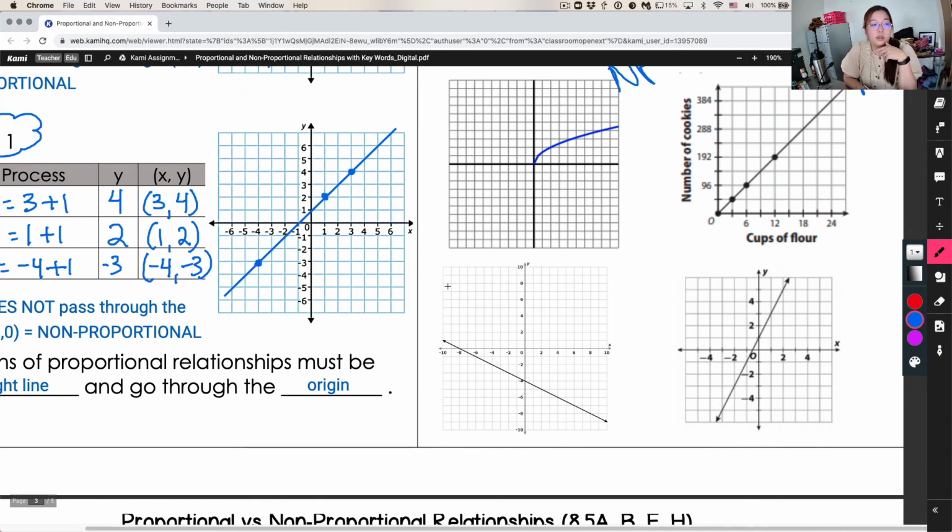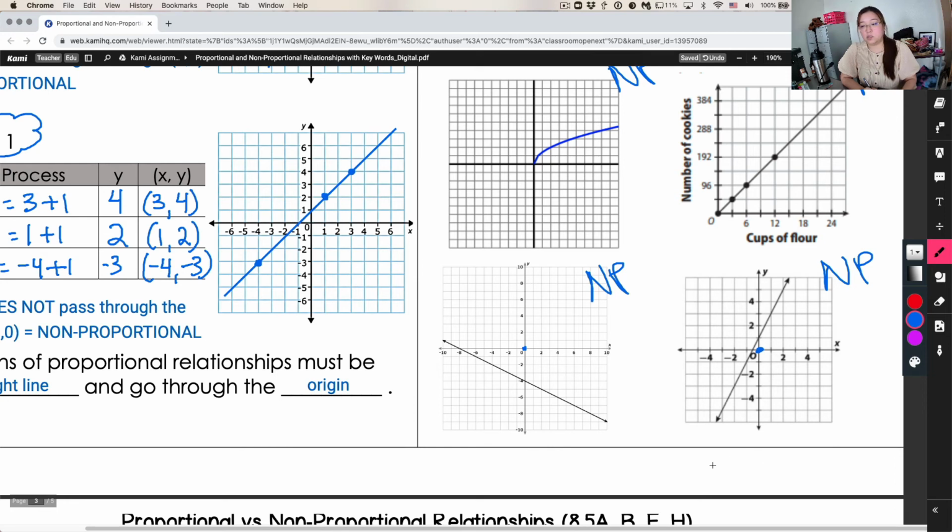Okay, let's go here. This one, is it a straight line? Yes. Does it pass through the origin? No. Here's the origin. This is all the way, it goes down here. This is non-proportional. Last but not least, we have this here. Is it a straight line? Yes. Does it pass through the origin? No. Here's the origin right here. It did not, almost, very close. This does not pass through the origin, so this is a non-proportional graph.